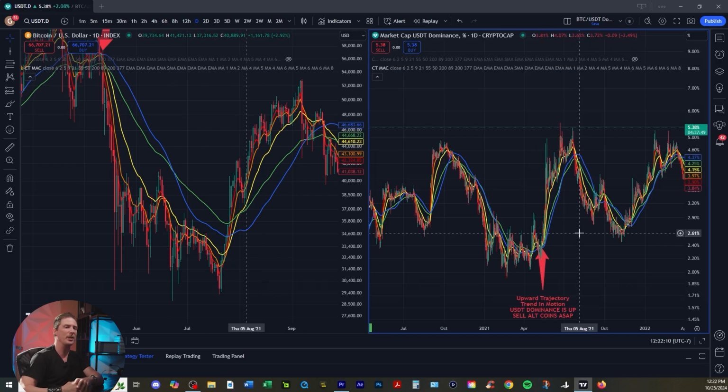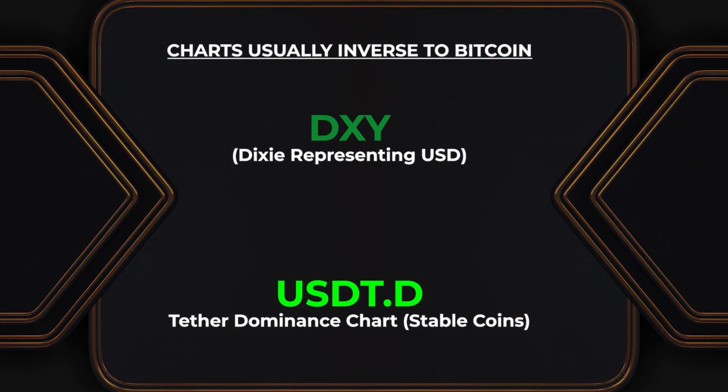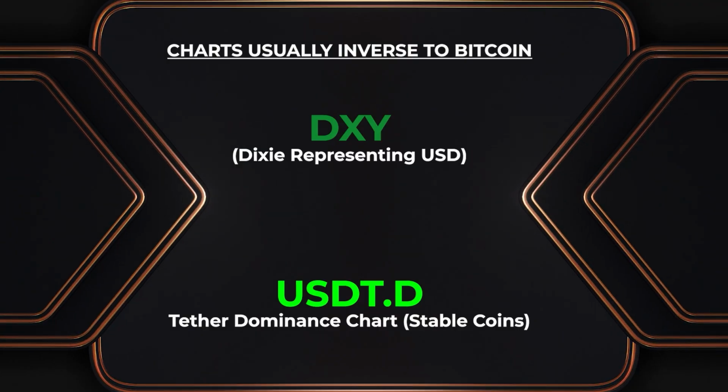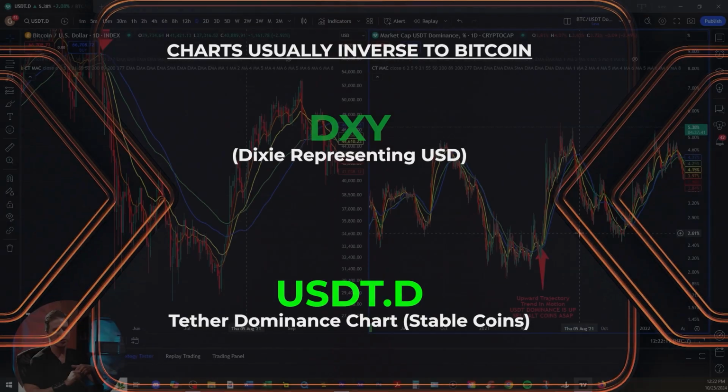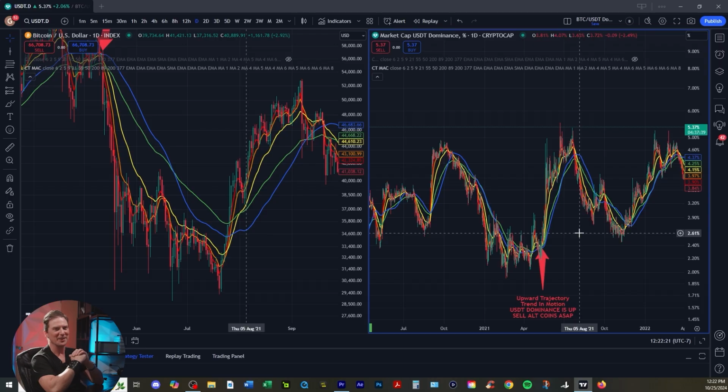So that wraps up this video, you guys, covering 2 charts that have an inverse relationship with Bitcoin. We covered the DXY and we covered the USDT Tether Dominance chart. I hope that helps you guys out. I'll see you in the next video.